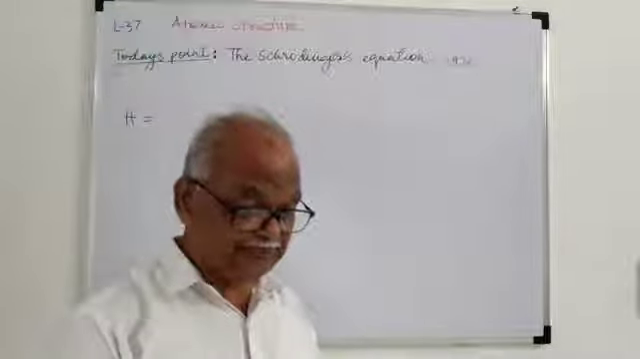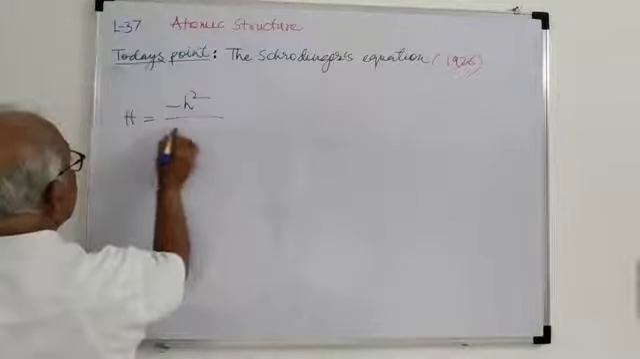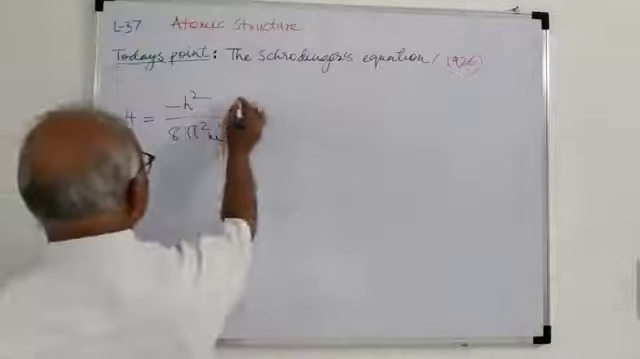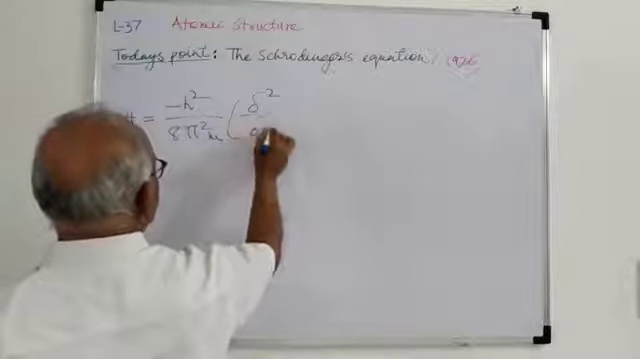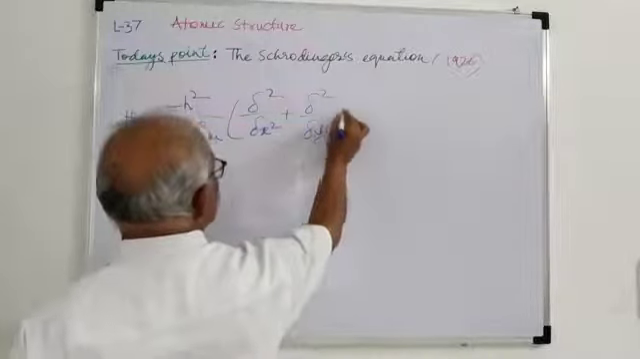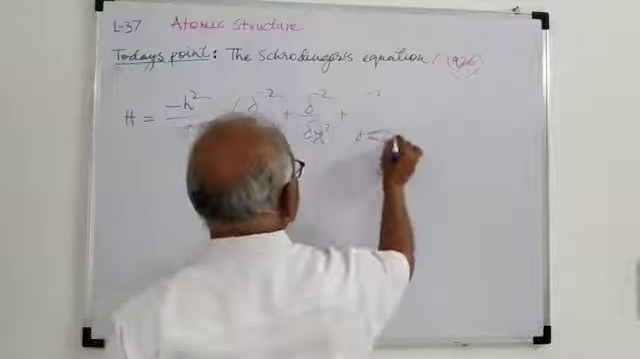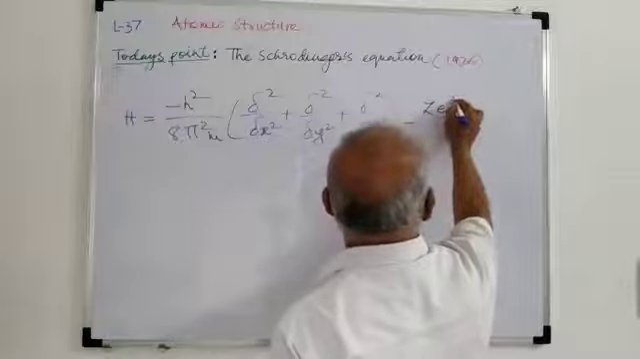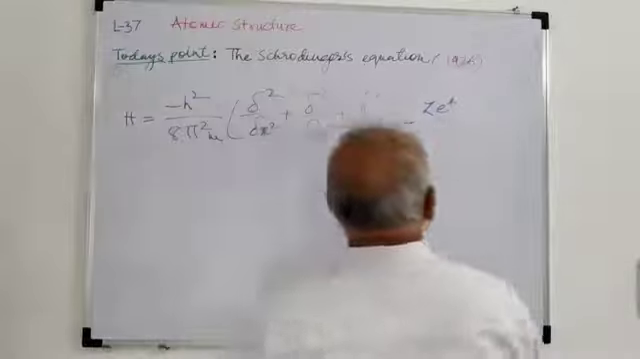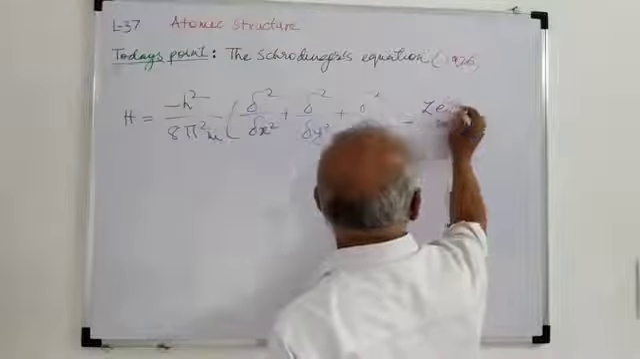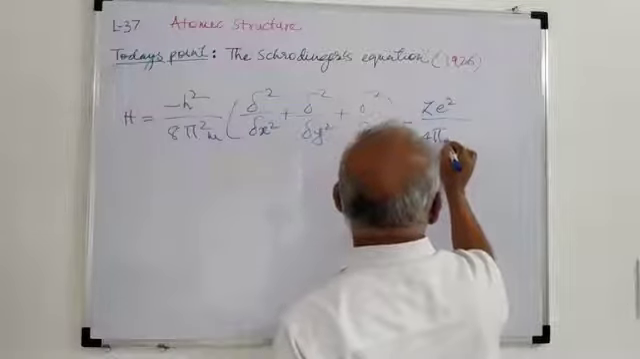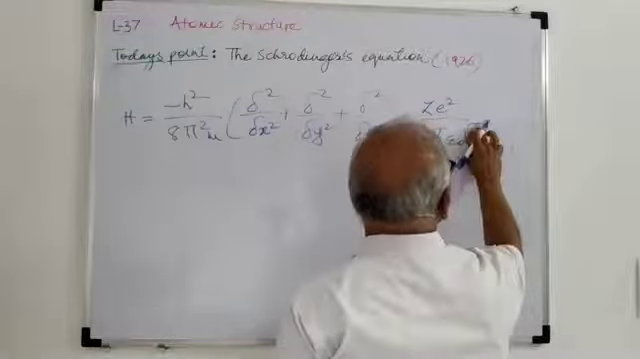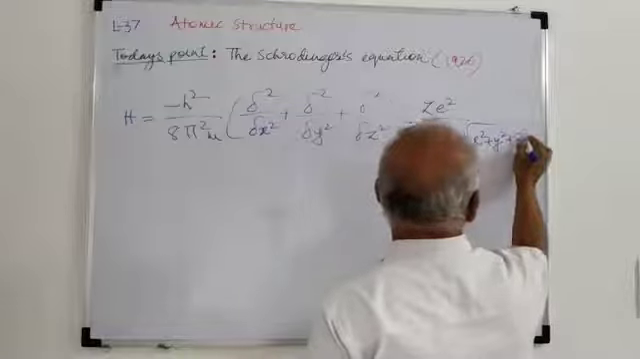So the Hamiltonian operator is used for calculating energy levels, and the H value, that is the Hamiltonian operator H, is given by minus h square upon 8 pi square m into delta square upon delta x square plus delta square upon delta y square plus delta square upon delta z square, minus Z into e square upon 4 pi epsilon 0 into square root of x square plus y square plus z square.